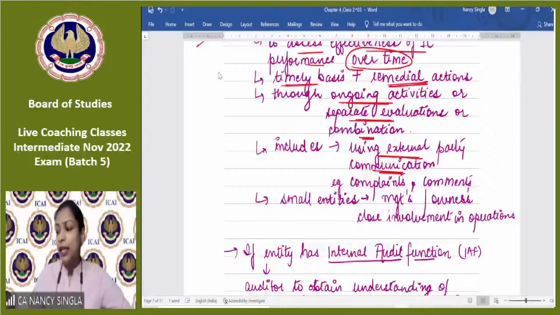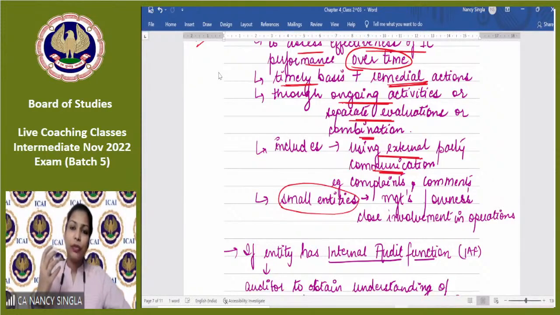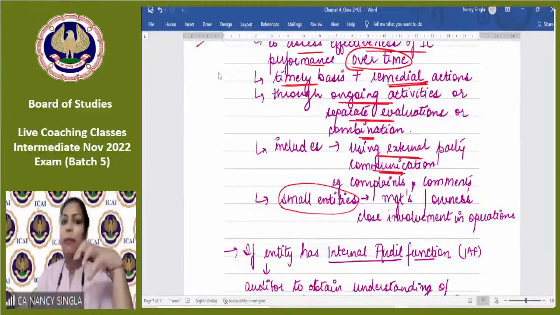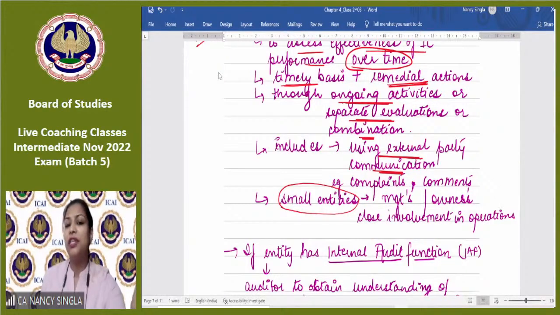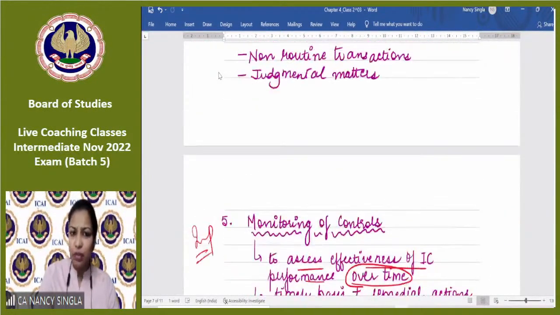And with respect to a small entity, the owner is the manager itself, and the number of personnel is small. So the owner manager's close involvement in the operations will lead to what? Monitoring of controls. Since the owner manager is involved in the operations, the monitoring of controls in case of small entities becomes what? Easier.